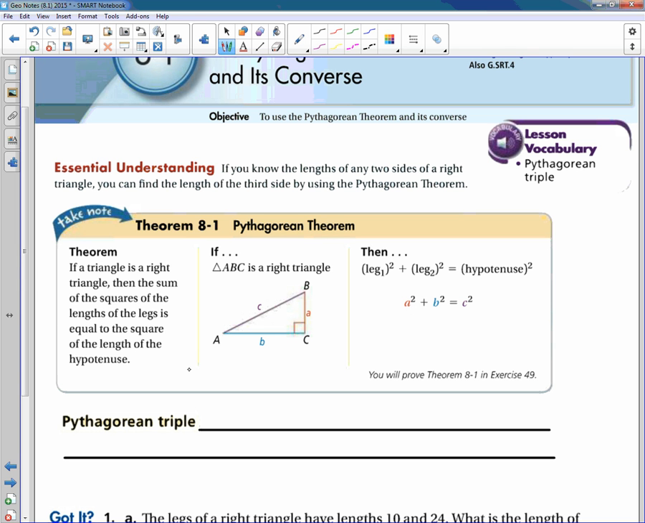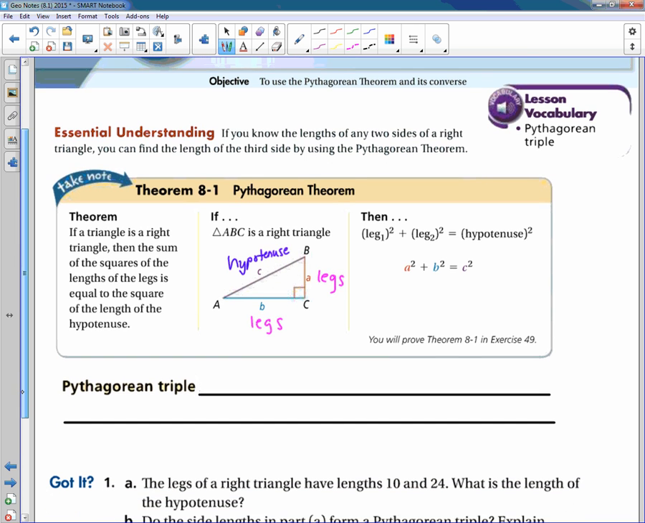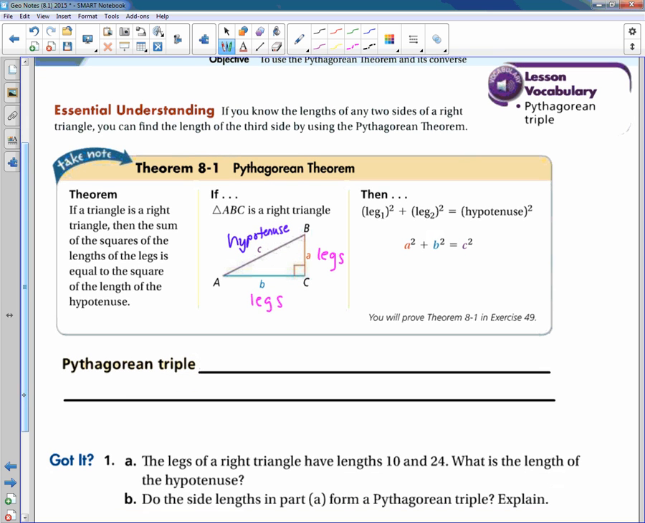equals c squared. The first thing we need to make sure we remember is that the legs are the sides that are created by this 90-degree angle, okay? And that the hypotenuse is the side that is across from the 90-degree angle, okay? So C is going to be the hypotenuse, and A and B will be the legs creating this 90-degree angle. When we have this situation, we can square each of the legs and add them together, and that will give us the hypotenuse squared. Then we will have to find the square root to find the actual side length.